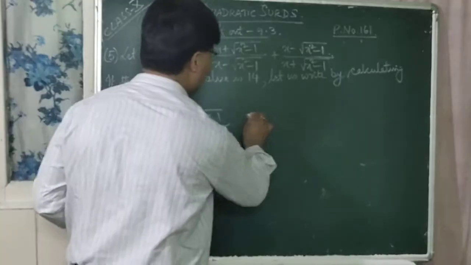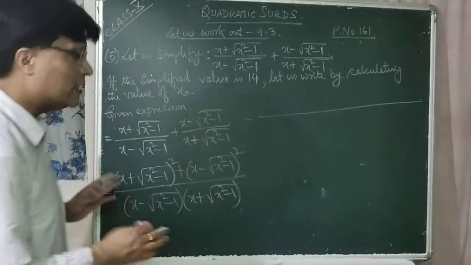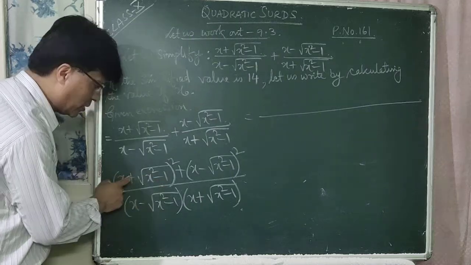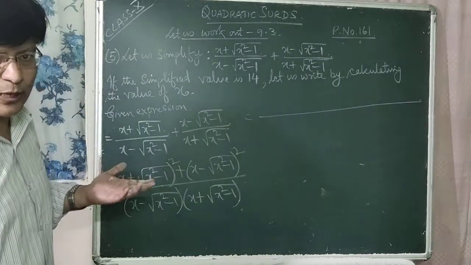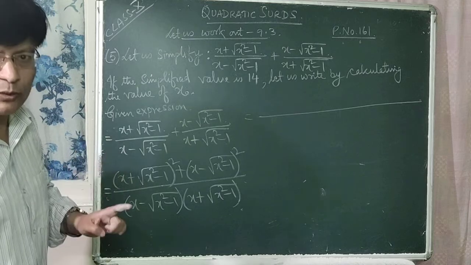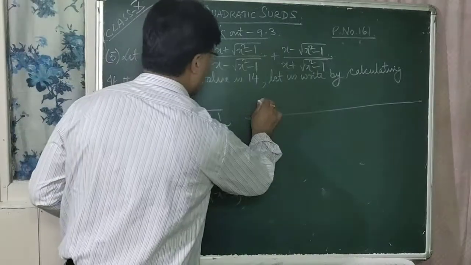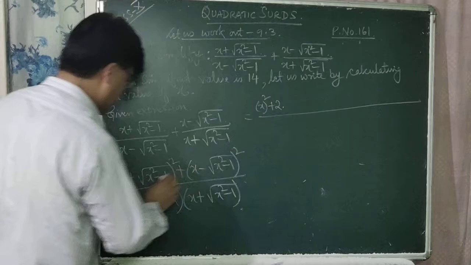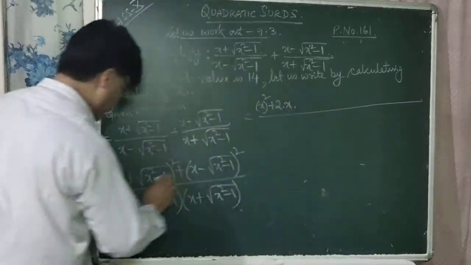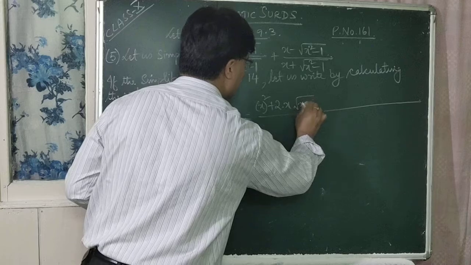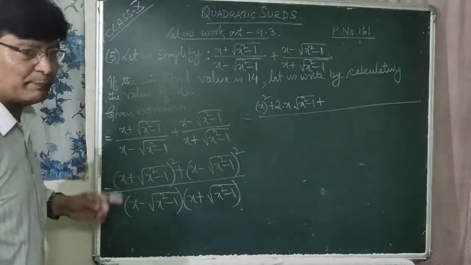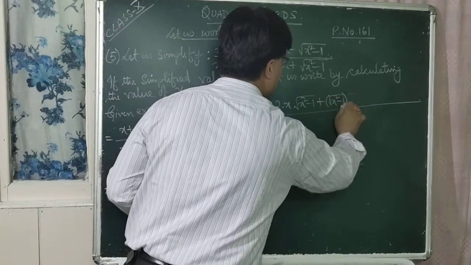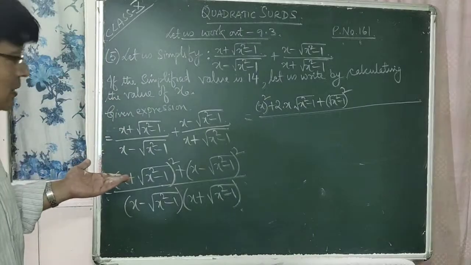So now let us simplify it. Which is equal to, now in the numerator, what is the formula? This x is a, √(x² − 1) is b. So this is (a + b)². What is the formula? a² + 2ab + b². So let us write down. What is a²? x², right? Plus twice ab, 2 into x into √(x² − 1). Then plus, what is b²? It is (√(x² − 1))². That is your b², isn't it?